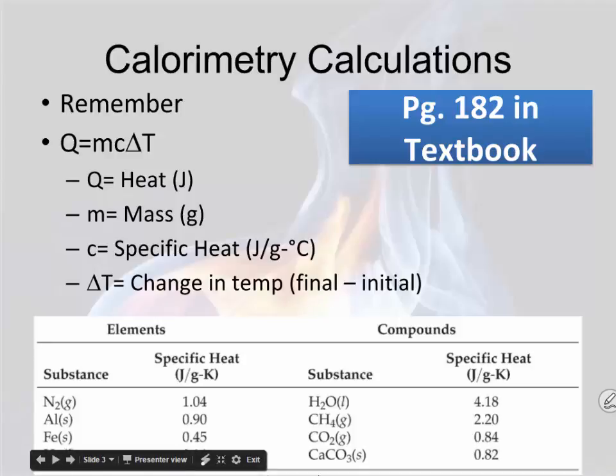Now these C's, or specific heats for different substances, are given in your textbook. If you look on page 182. If you were taking a test or something, or on the AP test, they would give you a table like this so that you could find those values within the problem.